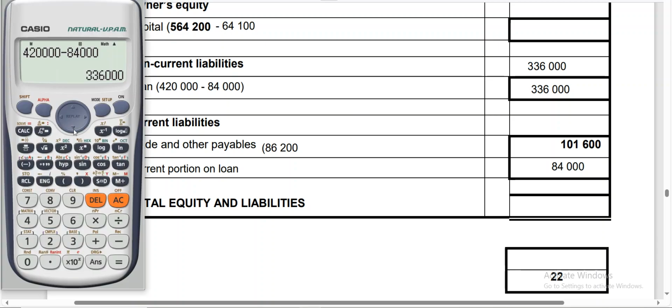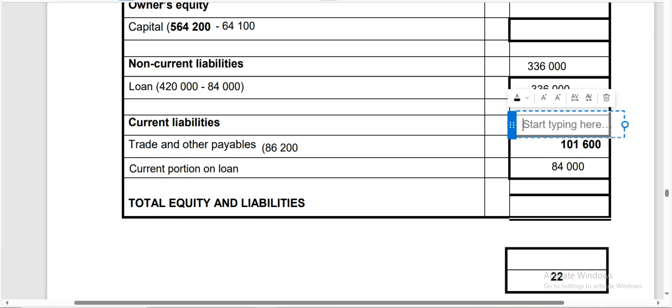Then just so that we can end marks, we can automatically add this, because we are done with that part. So if we say 101,600 plus 84,000, how much are we going to get? We're getting 185,600. So you would have 185,600 here. Then we know that we already got the marks for these.